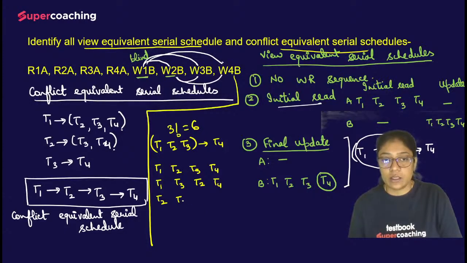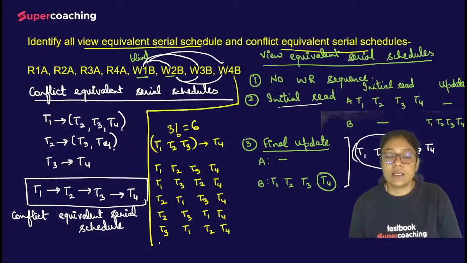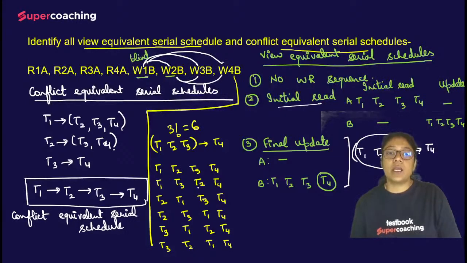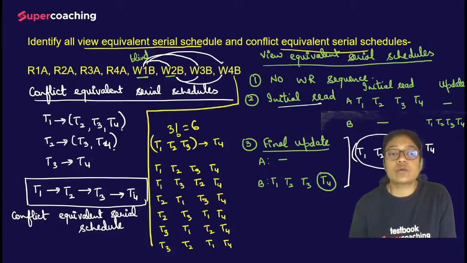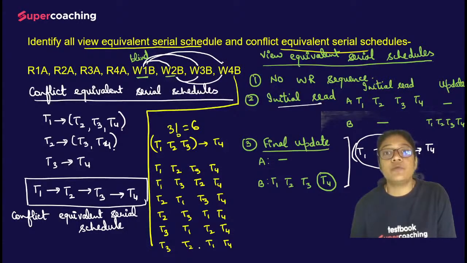T2, T1 and T3, T2, T3, T1, T4. इन पे T4 आना चाहिए, उससे पहले कुछ कोई भी sequence possible है. So that's what I'm writing here. So these are the possible sequences. All these are the view equivalent serial schedules, जबकि इनमें से सिर्फ एक schedule है which is conflict serializable. बाकी के 5 view serializable हैं but not conflict serializable.